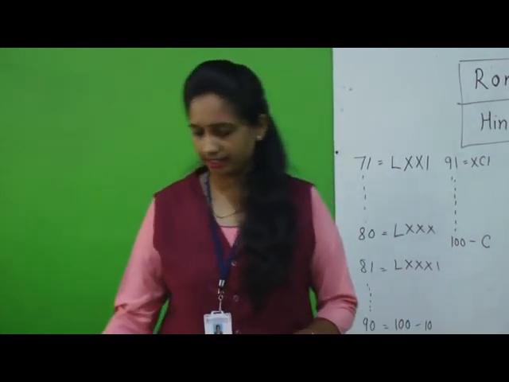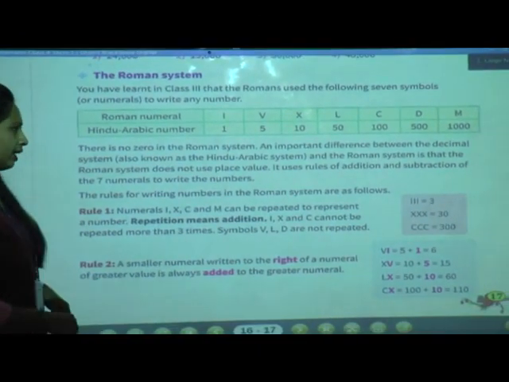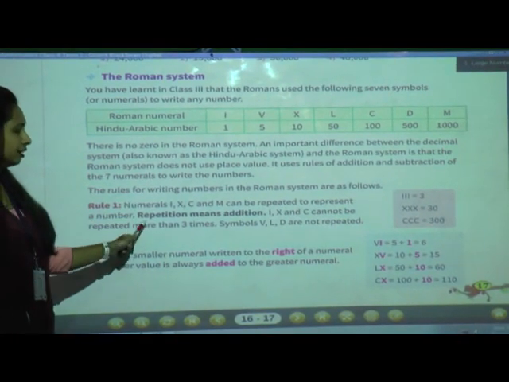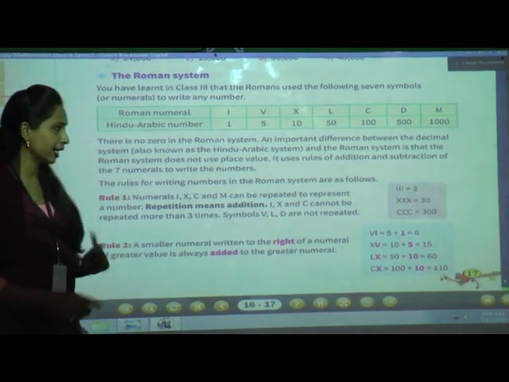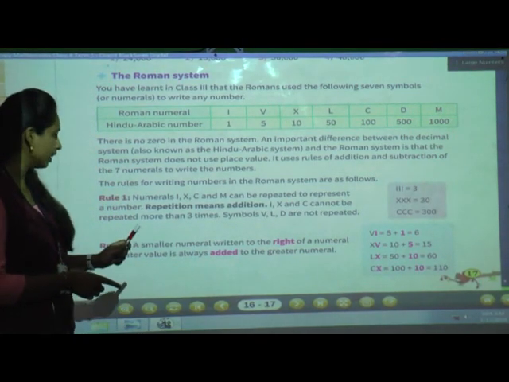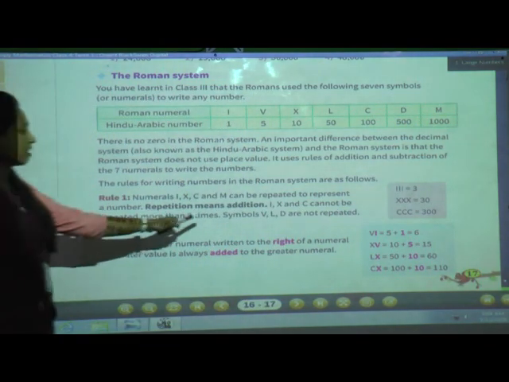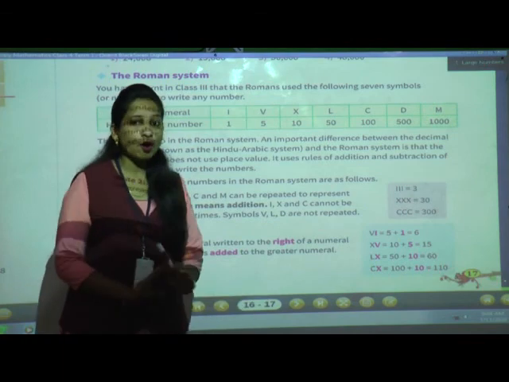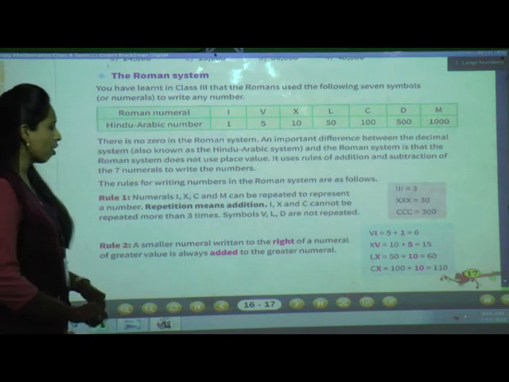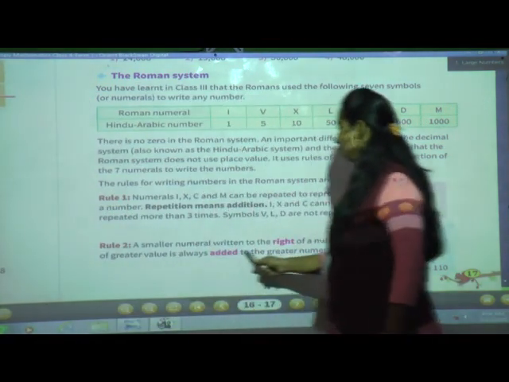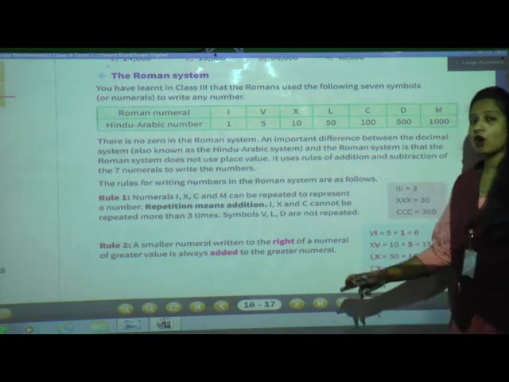Got it? Yes. In last session we have studied two rules. Let us revise quickly. What is the first rule? The numerals I, X, C and M can be repeated to represent the number, but how many times? Only 3 times. Okay? And symbols V, L, D are not repeated at all. And what is the second rule? A smaller numeral written to the right of the numeral of greater value is always added.